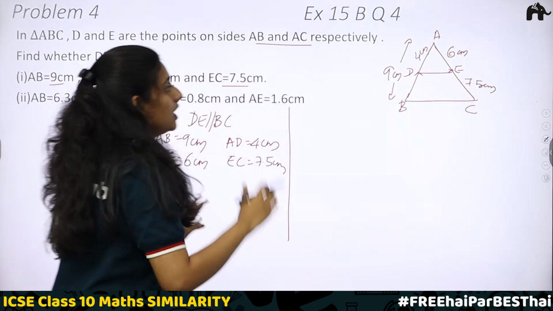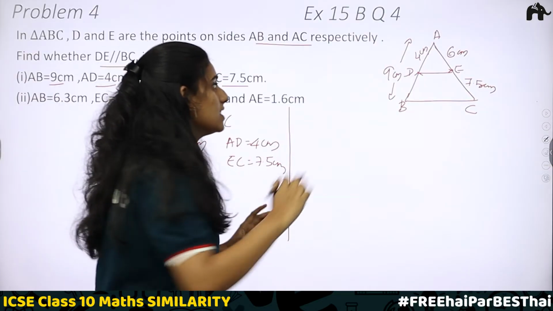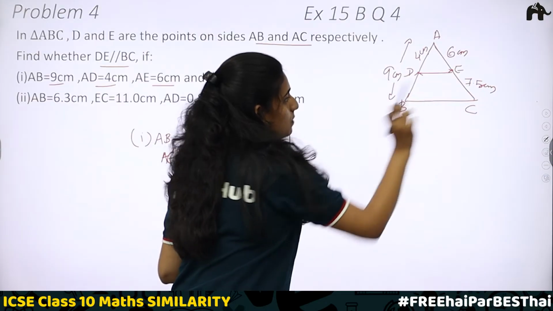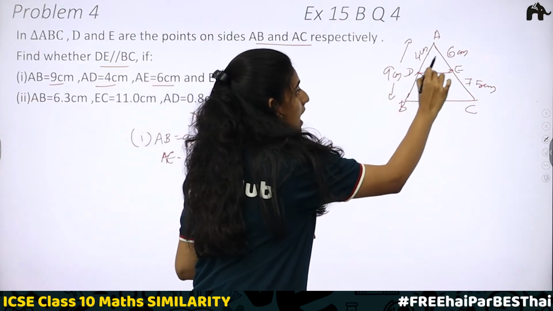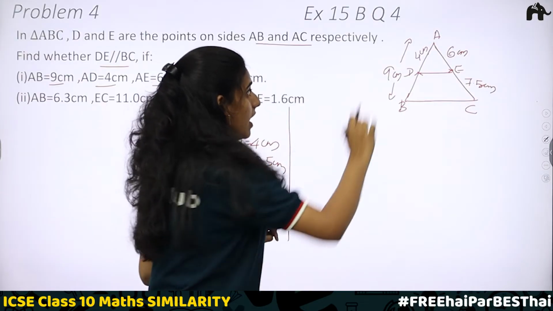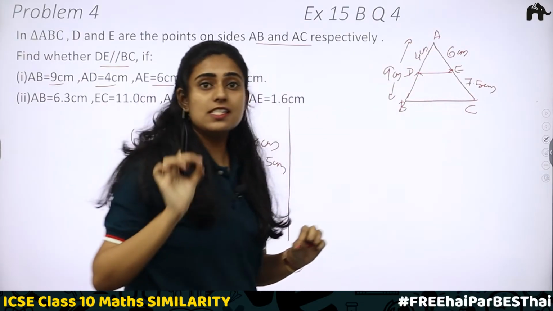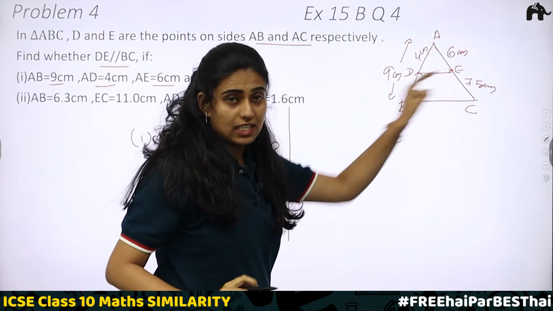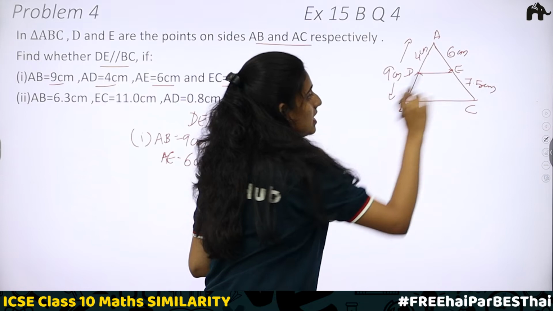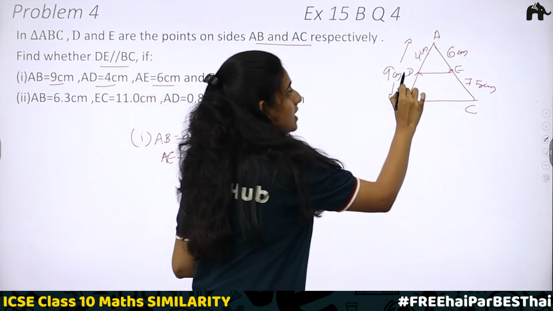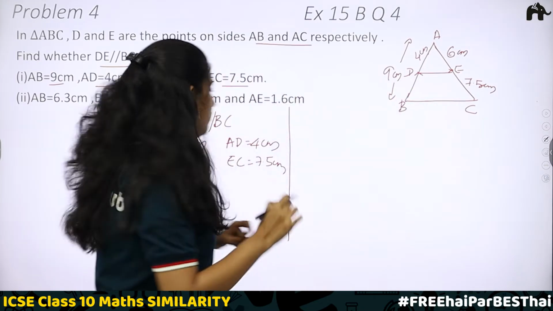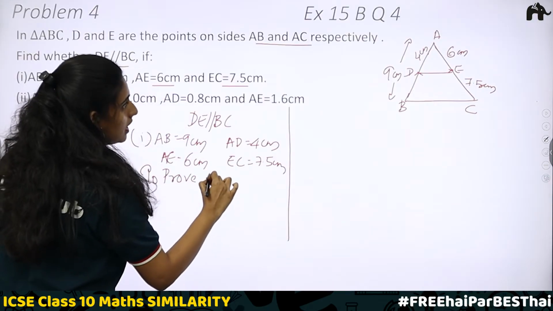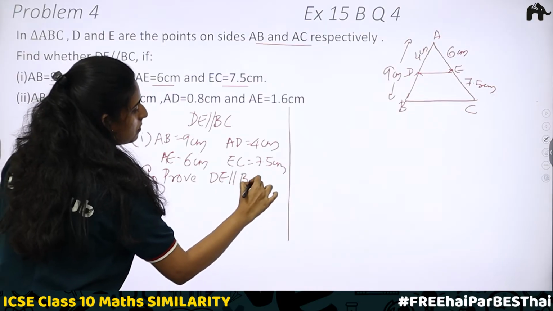Okay. If the ratio of corresponding sides are equal, in that case we will be getting DE parallel to BC, which means the points D and point E should divide AB and AC in the same ratio. If D and E, which is part of the line DE, divides AB and AC in the same ratio, then we will be getting DE parallel to BC. We have to prove DE parallel to BC. Okay.